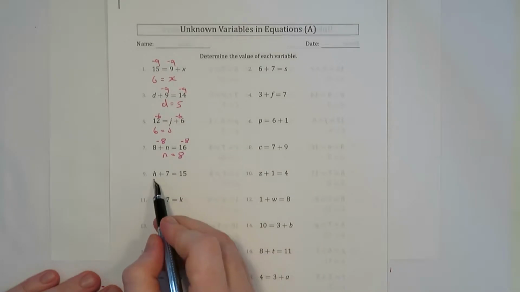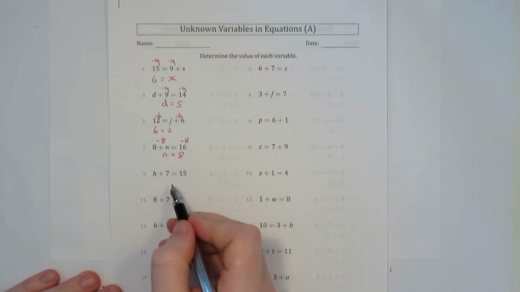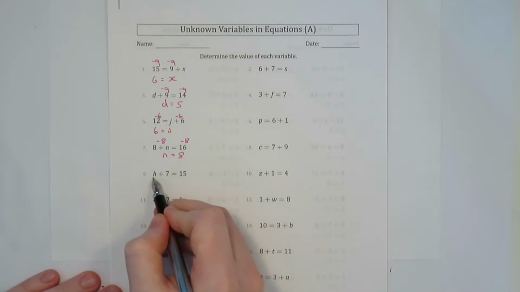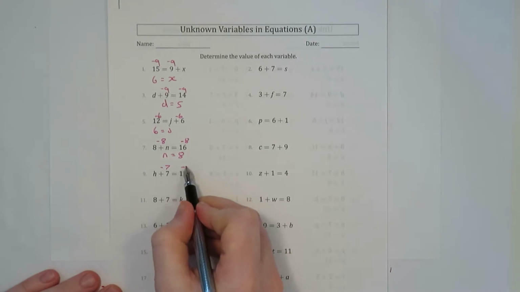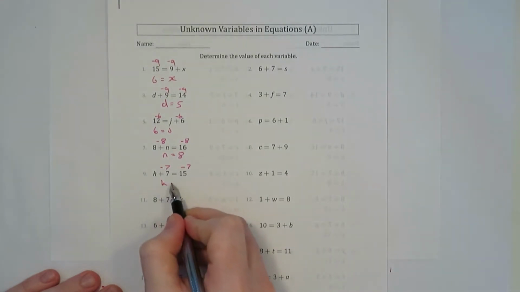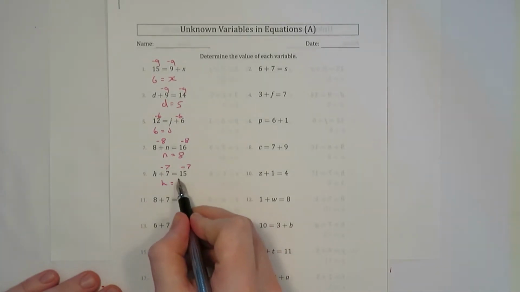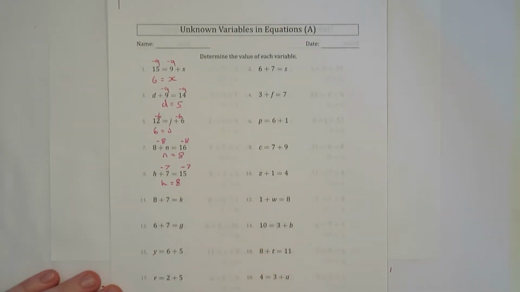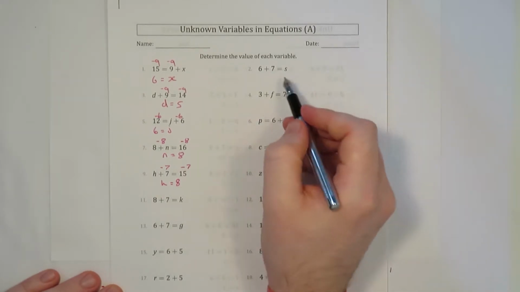Question 9. h plus 7 is equal to 15. Sure, by now you might be seeing a pattern. With the h here we have a positive 7, so we need to subtract 7 from both sides, which will leave us with h is equal to 15 subtract 7, which is 8. Okay, let's have a go at these questions here.